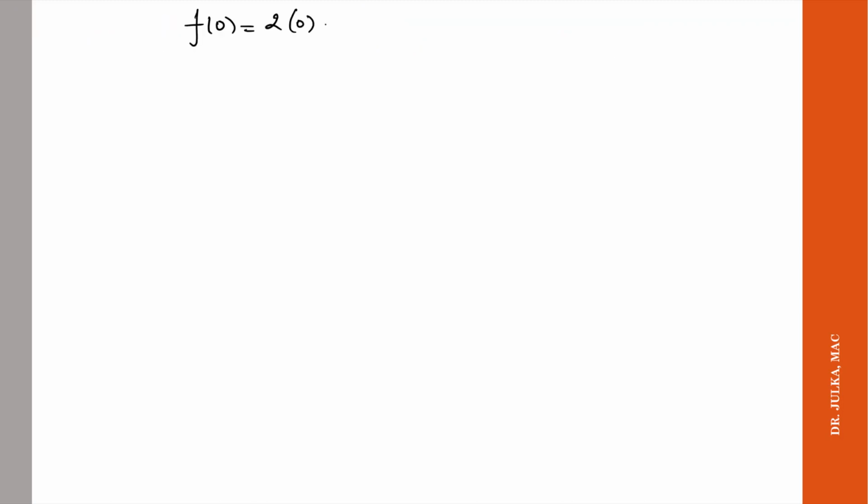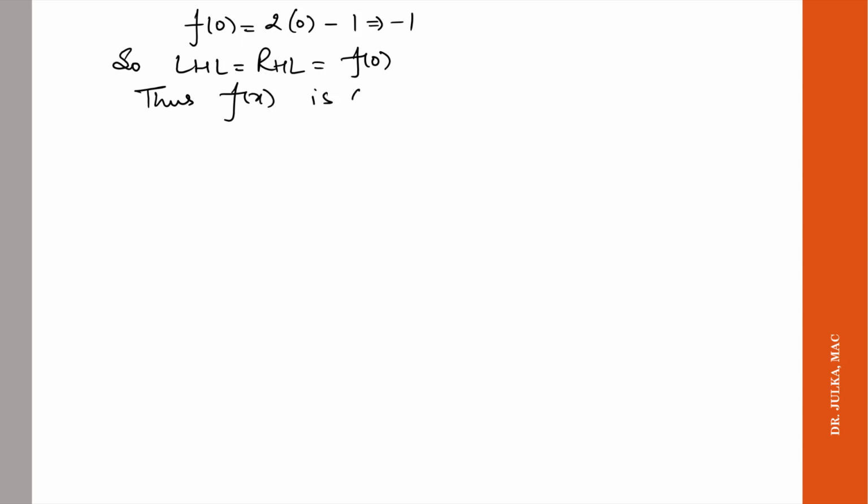And after calculation we'll get value of right hand limit minus 1. Value of function at 0 is twice of 0 minus 1, which equals minus 1. So left hand limit equals right hand limit equals value of function at 0. Thus function is continuous at x equal to 0.